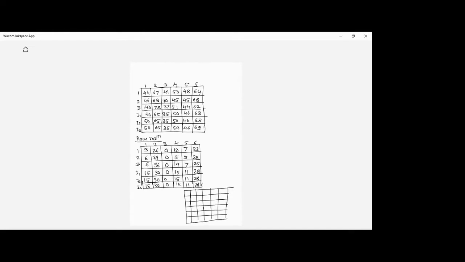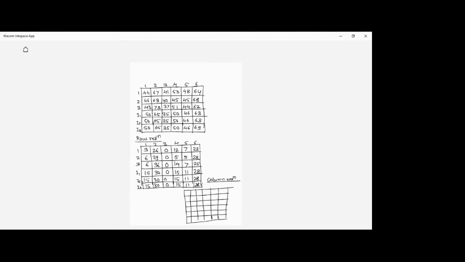I'll draw a small table here. I'll have to repeat it on the next page, but that is okay. So we are going to do column reduction now, because we don't have 0 in every column. We have one column which consists of all zeros, but we do not have all the columns which consist of at least 1 zero.